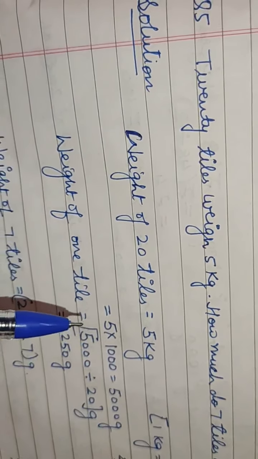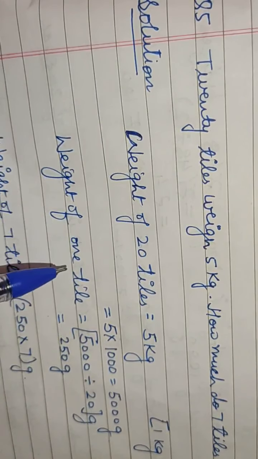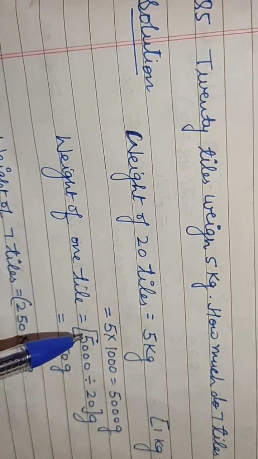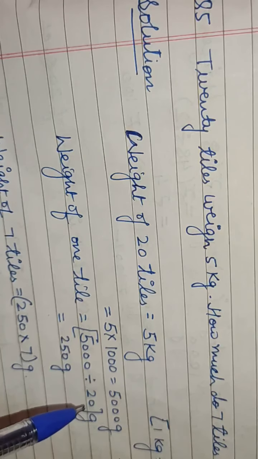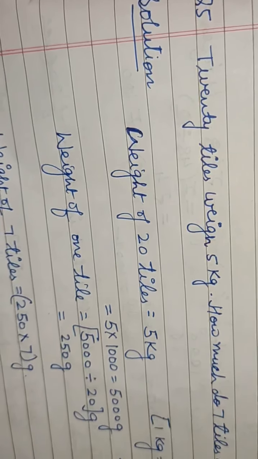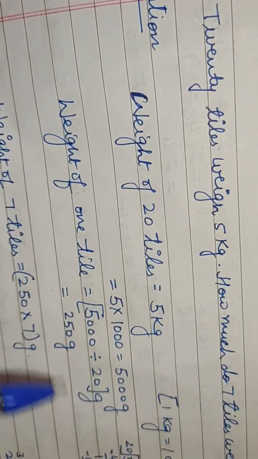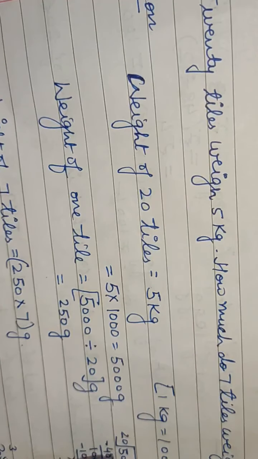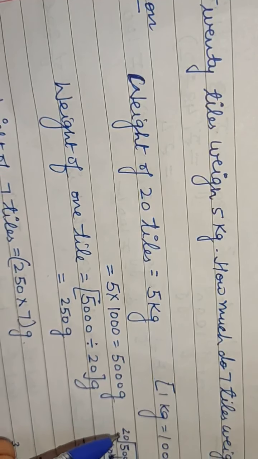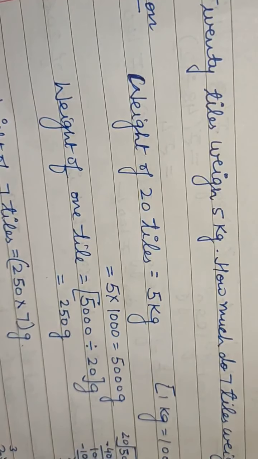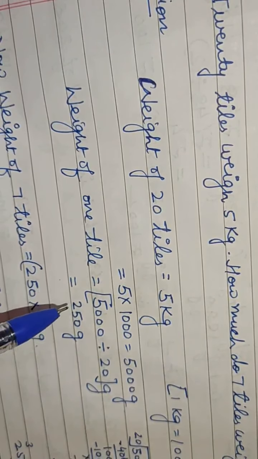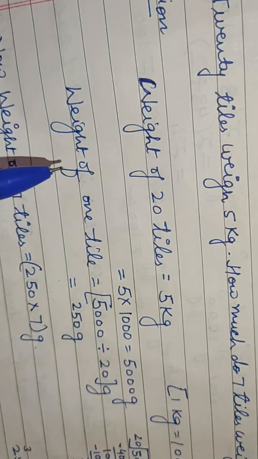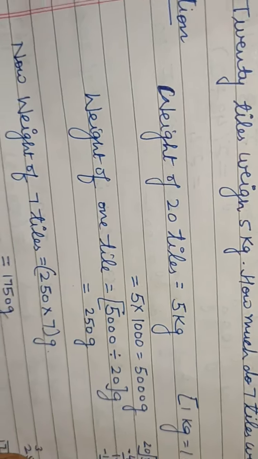So the weight of 20 tiles will be equal to 5 into 1000 is equal to 5000 grams. We will find the weight of one tile. Weight of one tile will be equal to 5000 divided by 20. So we will divide 5000 by 20. I've shown the division here. We will get the answer after dividing it as 250 grams. So the weight of one tile is equal to 250 grams.